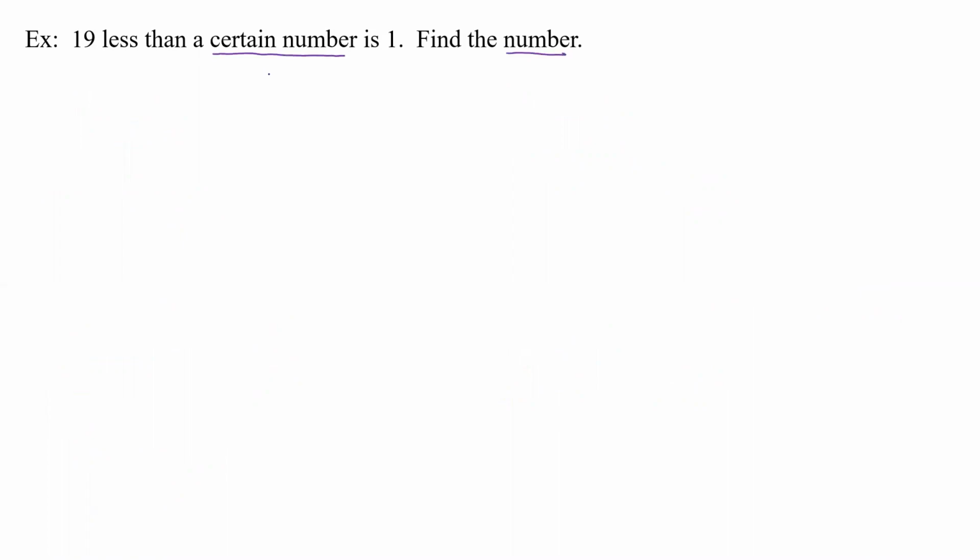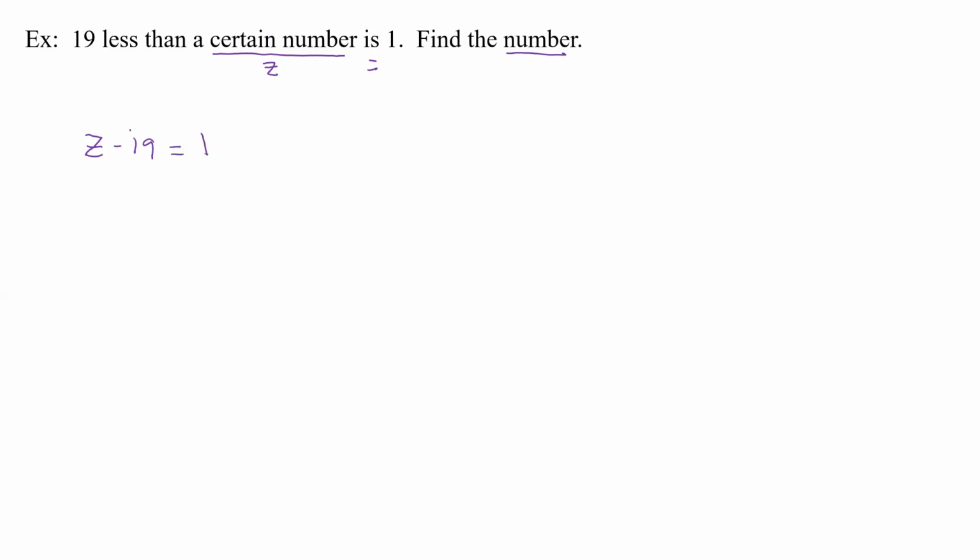So let's be different this time. Let's call that z, okay? And remember, less than, that's going to be subtraction, but it's less than that number. So it says 19 less than that certain number. So 19 less than z, so z minus 19 is 1.